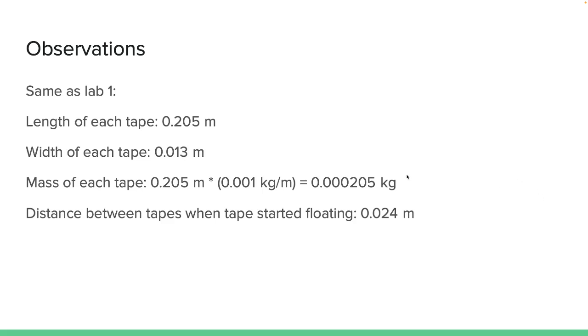I got the same measurements as lab 1. I just used the same measurements, so the length was 0.205 meters. The width was 0.013 meters. The mass was the same, 0.000205 kilograms. And the distance between pieces of tape when the tape started floating was 0.024 meters.